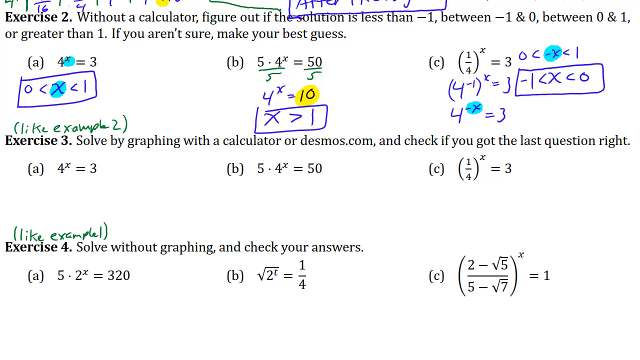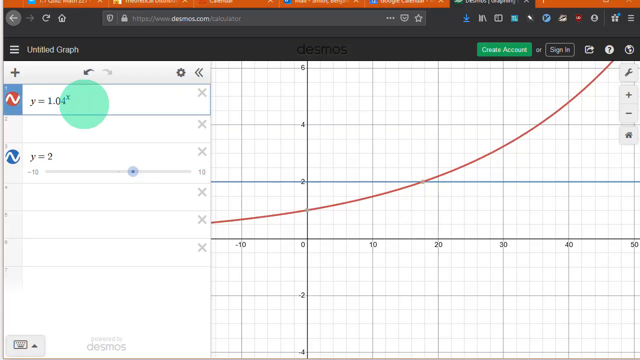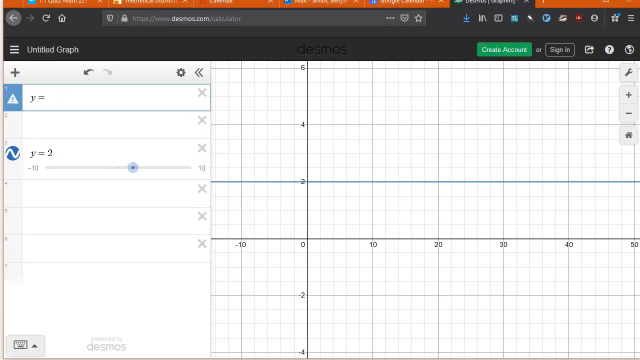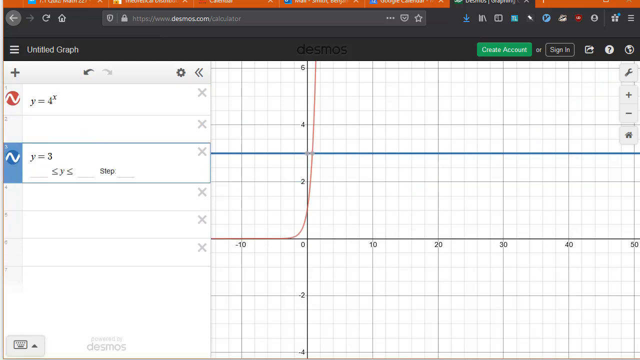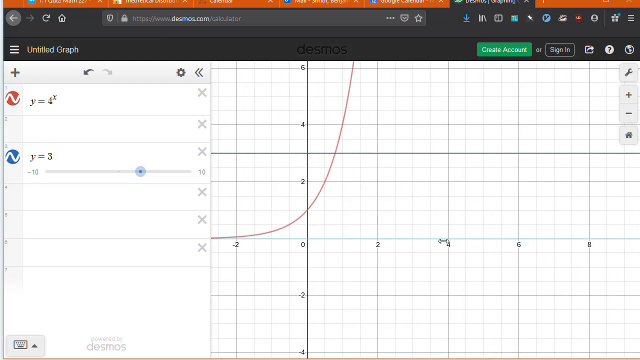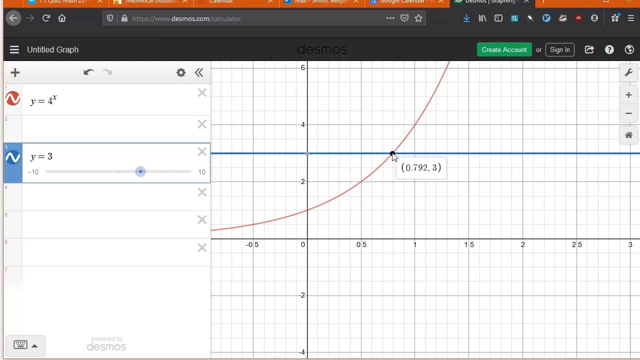Let's look at exercise 3, solving these with a graphing calculator. So we want to do 4 to the x equals 3. And over here we're going to have y equals 3. So it looks like somewhere between 0 and 1 probably. Zoom in there a little bit better. It looks like about 0.7-ish. Or sorry, more like 0.8. 0.792.